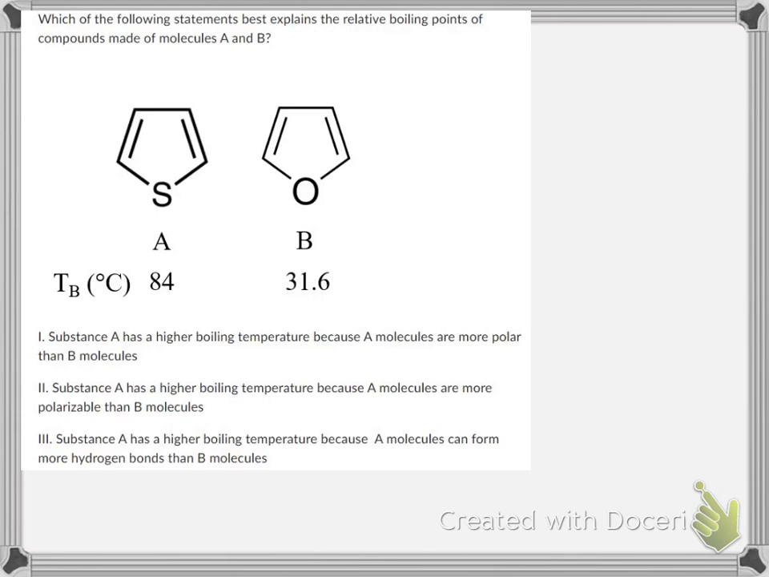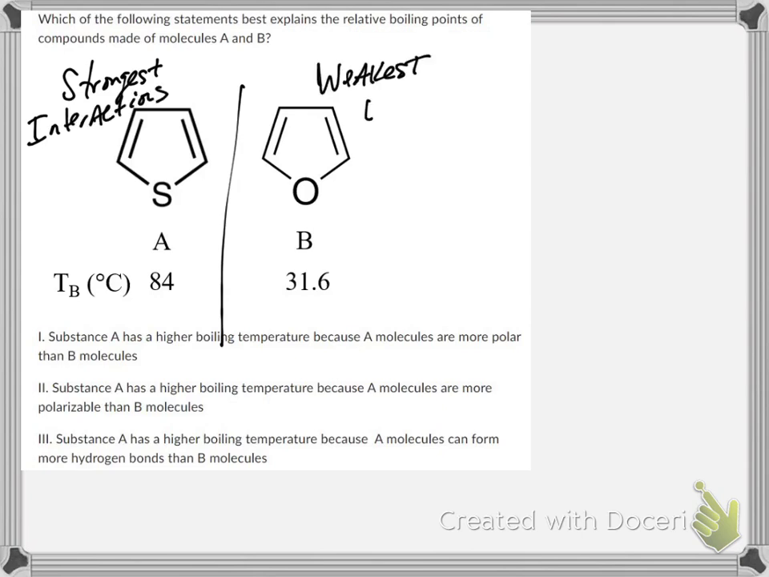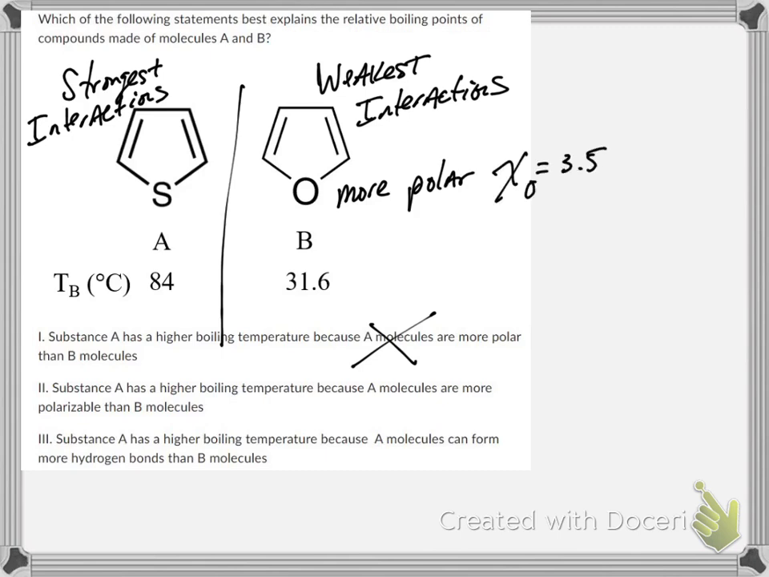All right, so this one, we're given the boiling point, and we're asked to pick statements that are consistent with these boiling points. All right, so the strongest interactions have the highest boiling point. Weakest interactions have the lowest boiling point. So substance 1 says A has a higher boiling point because A molecules are more polar than B. So that's wrong.